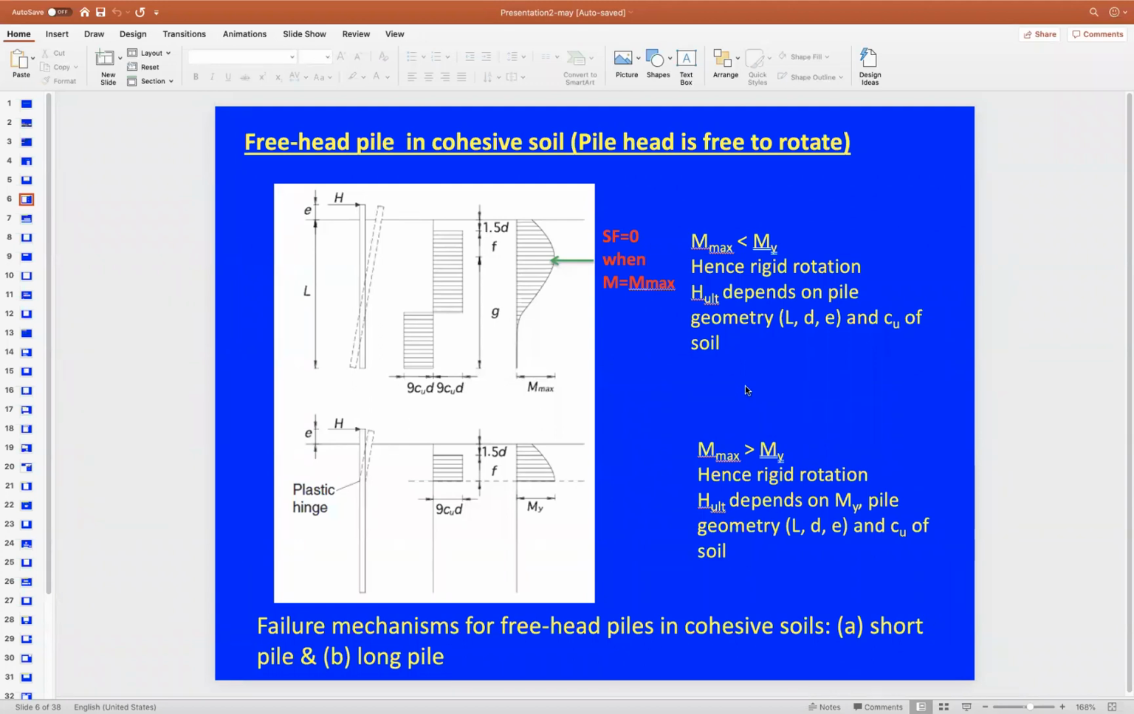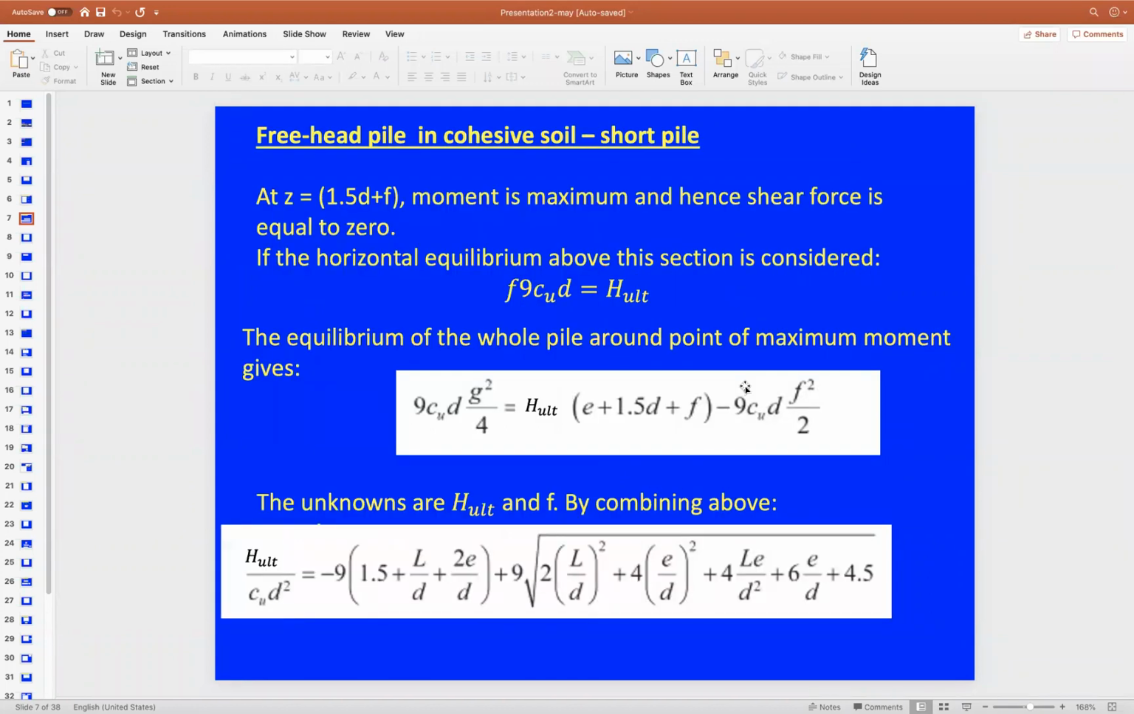We have already derived the required equations to find the value of H ultimate and M maximum, depending on the static equilibrium principles. So as you can see here, we have followed the same principle. This is the free head pile, short pile scenario, and these are the equations you need to use to find the value of H ultimate if you know the value of Cu, which is given, and the value of D, the value of L, and the value of E are given in the problem. So you can use this equation directly, okay?